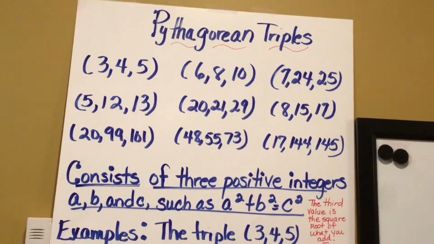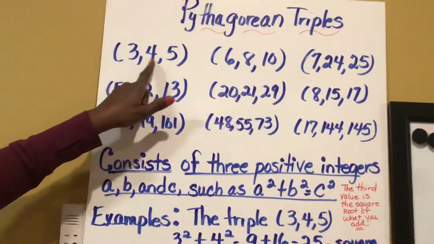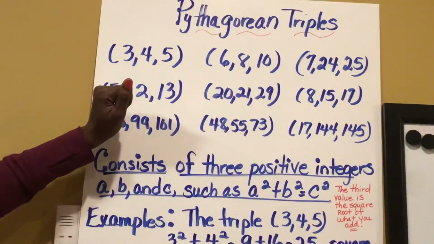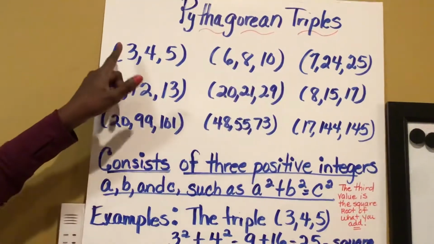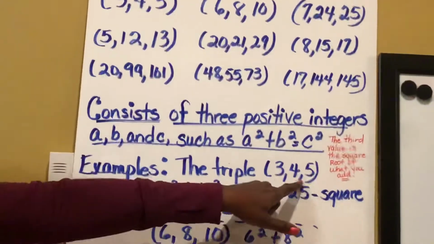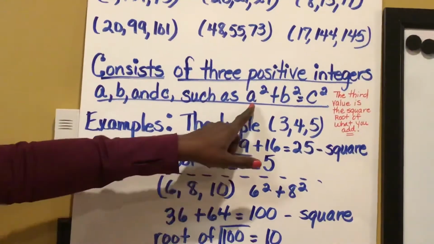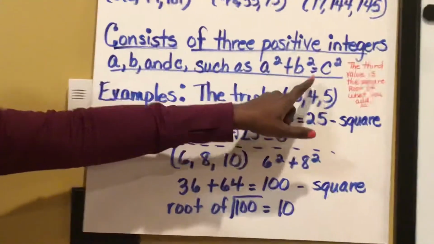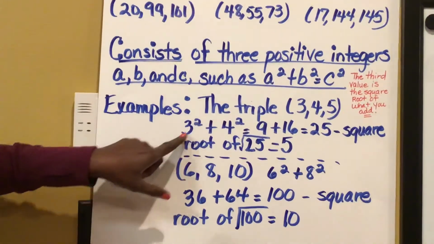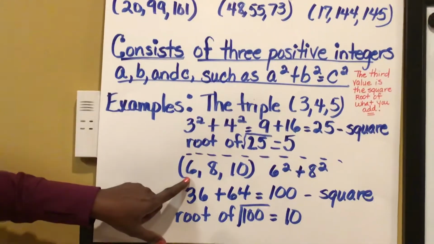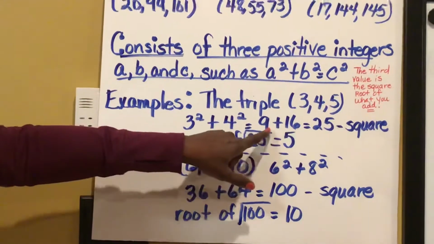If you don't, let me show you what you would do. For example, 3, 4, and 5. Why is that called a triple? Because 3 squared, there it is right here, 3, 4, and 5. I'm going to plug my formula in. A squared plus b squared equals c squared. So here is the 3 squared. What's 3 times 3? 3 squared? 9.